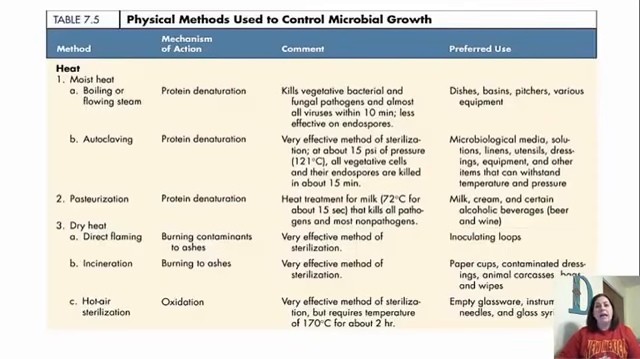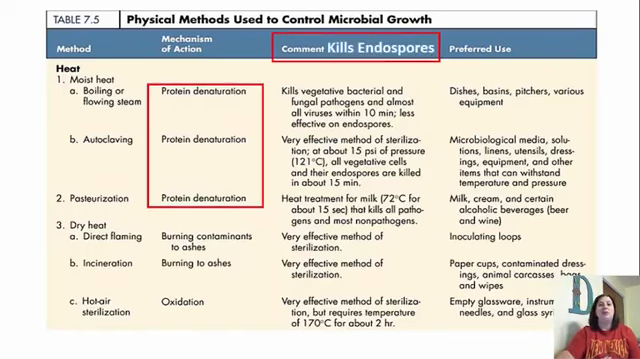All right, so if we're looking at heat first, these are again physical methods. When we're looking at heat, we can look at boiling, autoclaving, pasteurization, and then also dry heat. Now, when we're looking at boiling or autoclaving, you'll notice that this does protein denaturation. So we see here that it's going to denature the proteins and make them where they cannot be utilized. Then another thing that's important on this chart is the comment of whether it kills endospores.